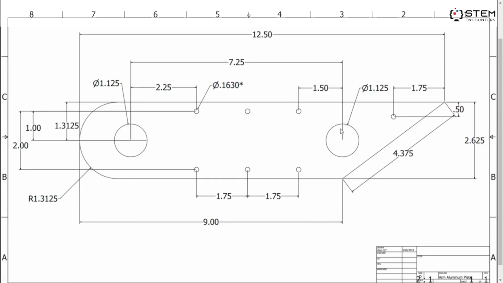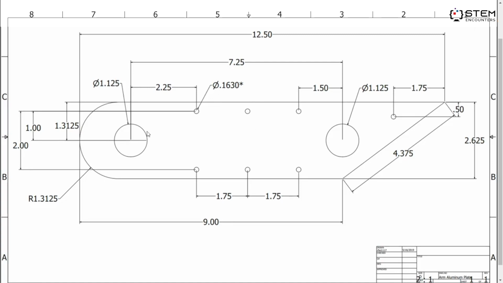For instance, this circle has a diameter of 1 1/8 inches. Likewise, this circle also has a 1 1/8 inch diameter. And this small little circle and all these other circles have a diameter of 0.163 inches. So when you're CADing these small circles, for the diameter, input 0.163 inches.